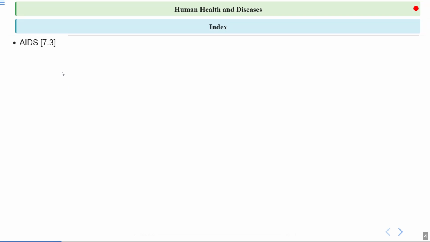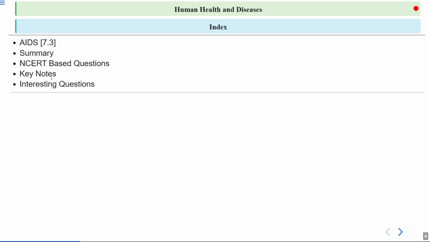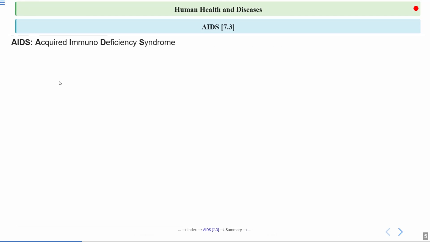Clear? So today we'll be talking about AIDS as well as cancer. Then we will summarize this entire session. We'll discuss some NCERT-based questions, and then there'll be some keynotes. In the end, there'll be some interesting questions that will help you memorize these topics. So let's begin with AIDS first, and then we'll talk about cancer.